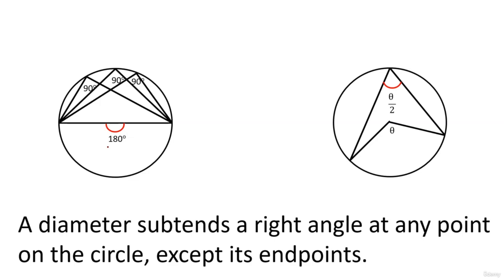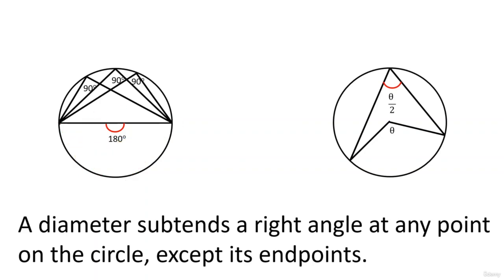Okay, so you take any point on the circle. Suppose I mark this point. I join it to the endpoints of the diameter. All these angles here, this angle, then this angle, will be nothing but 90 degrees, except at the endpoint.